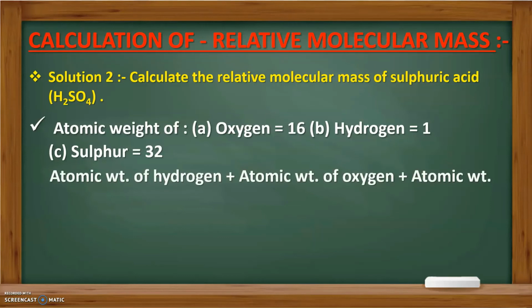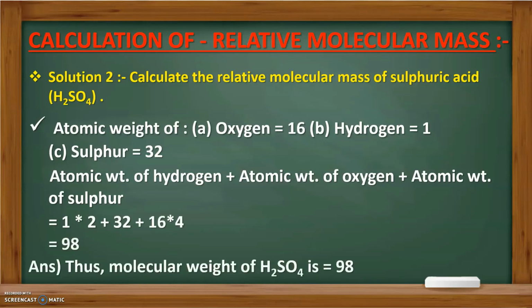As we all know, now we add the atomic weight of hydrogen, oxygen and sulfur. So atomic weight of hydrogen plus atomic weight of oxygen plus atomic weight of sulfur is equal to 1 into 2 plus 32 plus 16 into 4. We get the final answer as 98. Thus, molecular weight of sulfuric acid is 98.